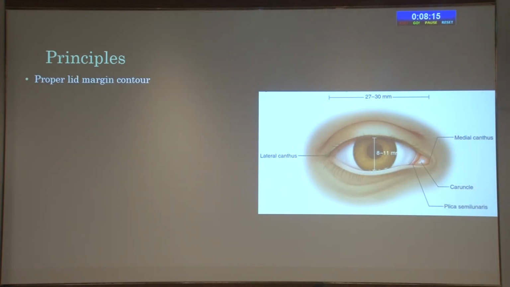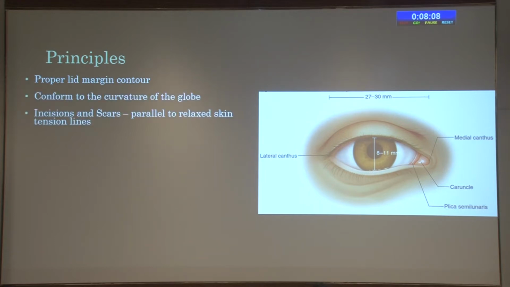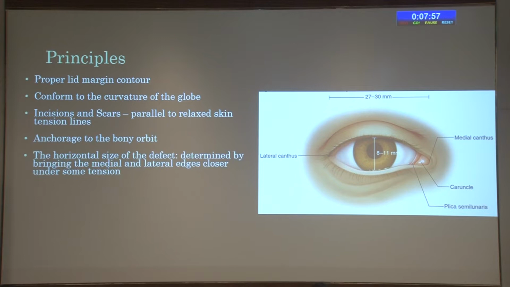When we reconstruct, we should know that we should maintain a proper lid margin contour. It should conform completely to the curvature of the globe. Incisions and lines should be parallel, as far as possible, to the relaxed skin tension lines. We should maintain anchorage to the bony orbit in the form of the ligaments that we talked about.